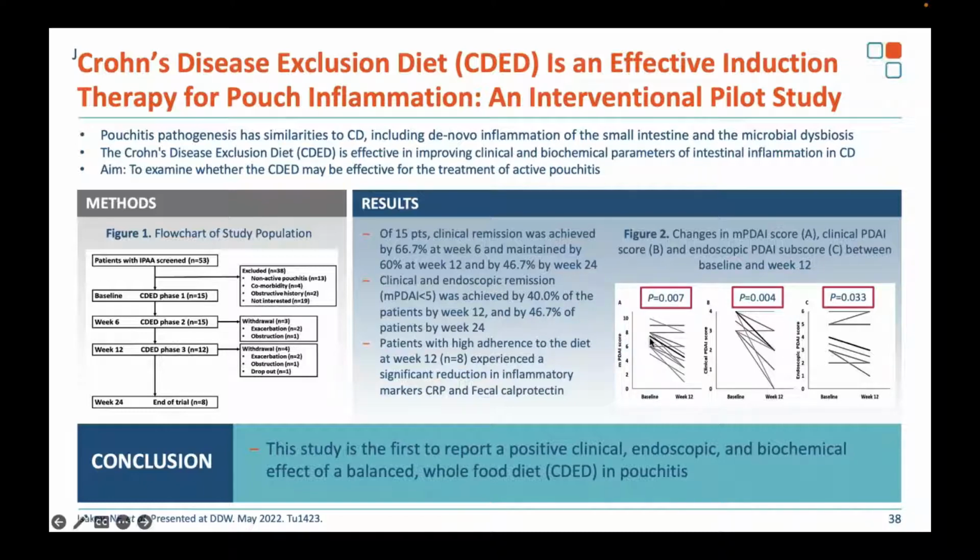label study in pouchitis. Now, we've seen data for the Crohn's disease exclusion diet in pediatric Crohn's and in adult Crohn's from randomized controlled trials, and this is patients with pouchitis. I don't think this is anywhere near as strong as the previous study, but I guess it does just tell us that there is a dietary option for patients with chronic active pouchitis.